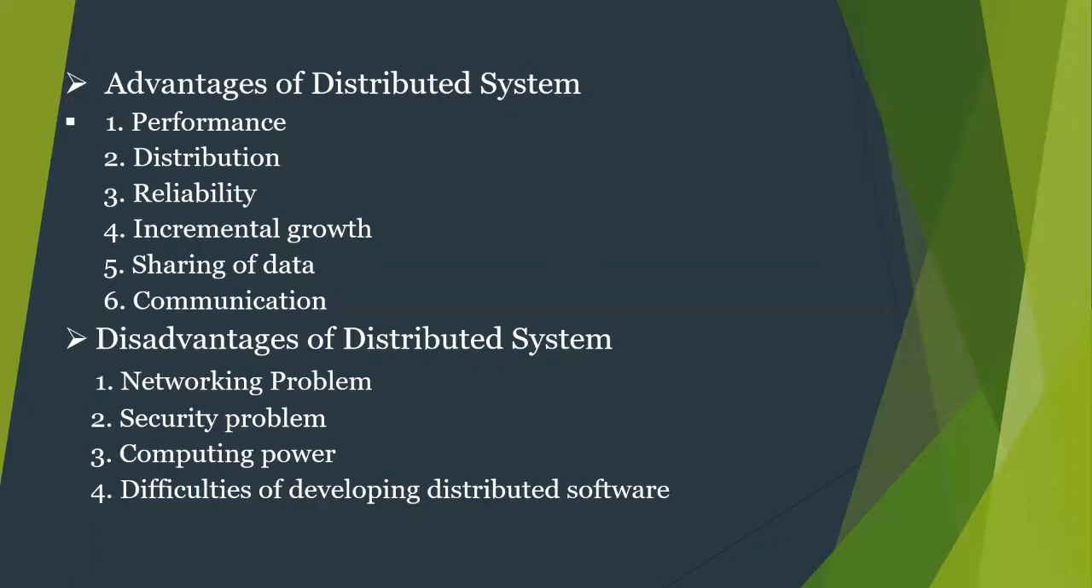Incremental growth: as the requirement on processing power grows, new machines can be added incrementally. As per our requirement, we can add the number of machines. Then sharing of data, or you can say resources. Shared data is essential to many applications. Computer-supported cooperative work, reservations, and other resources can be shared. The last advantage is communication. This facilitates human-to-human communication.